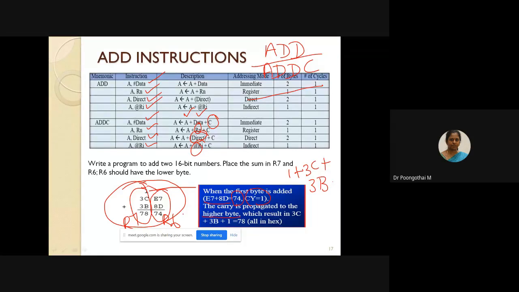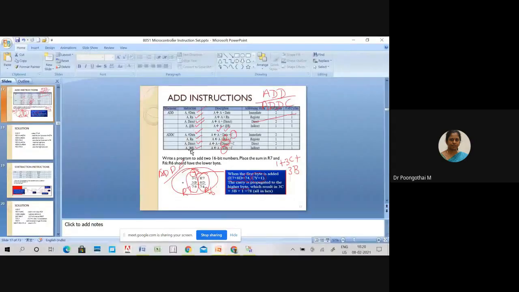So when adding two 16-bit operands, we need to be concerned with the propagation of carry from the lower byte to the higher byte. So ADDC is used on such occasions. Any carry generated during the previous addition should be incorporated in the current addition using this ADDC instruction. Is that clear? So write an assembly code for this example. Next class we will discuss the answer.